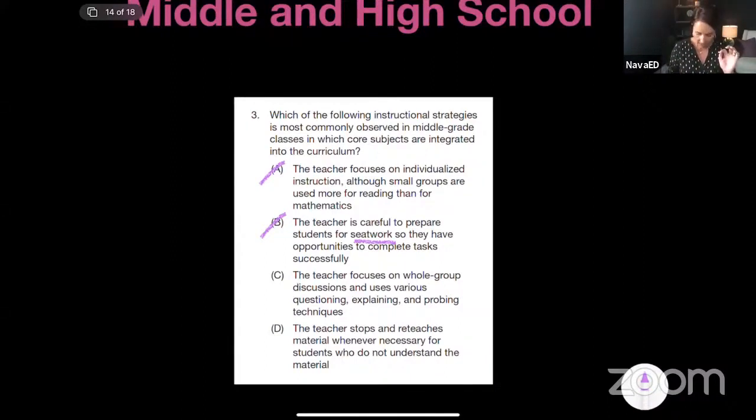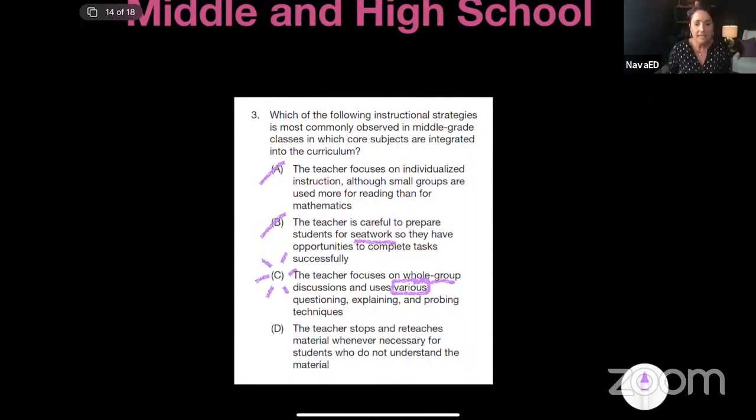Let's keep going. The teacher focuses on whole group discussions and uses various, this is a good word, various questioning, explaining, and probing techniques. Remember, having a varied type of instruction here is really important. And so this looks like a good word answer to me. So I like C.